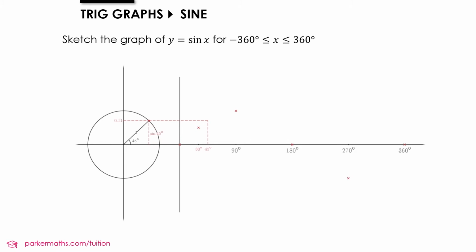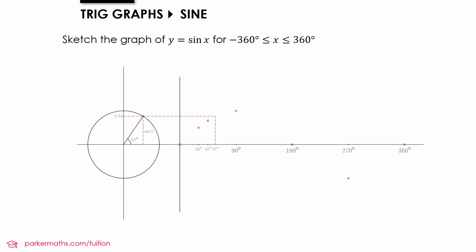Next, we might move along to 45. We know from looking at the exact values that sine 45 is 1 over root 2, which comes out at approximately 0.71. Something that's worth pointing out at this point is that 30 degrees is only a third of the way to 90. But at 30 degrees, we've already gone half of the way up. So we've started out quite steep. But then 45 degrees only gets us 71% of the way up. So we can see that as we go along, this graph is getting less steep.